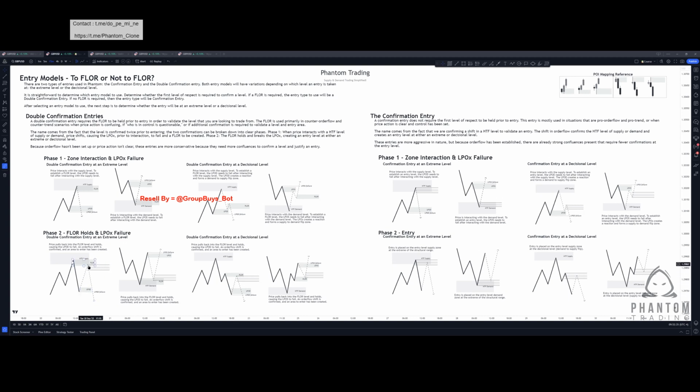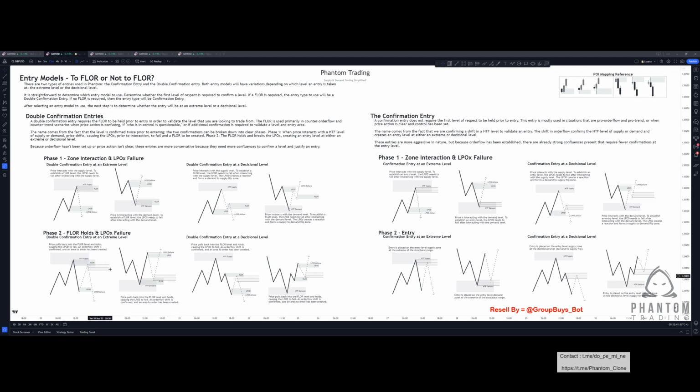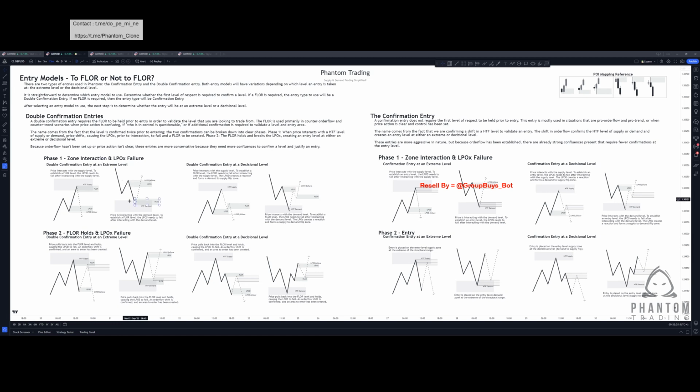As we can see, this forms a supply train and we're trading at the extreme, so we have our POI confluences to have a stronger tradable level of supply. Now let's take a look at an example of a demand zone. What we can see in phase 1, zone interaction and LPOX failure, is that price trades into a higher time frame level of demand.